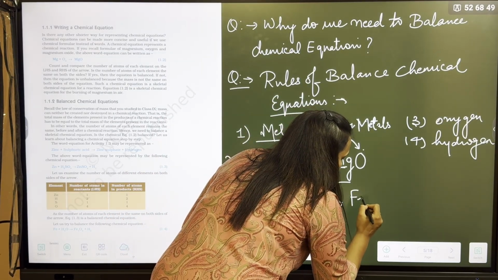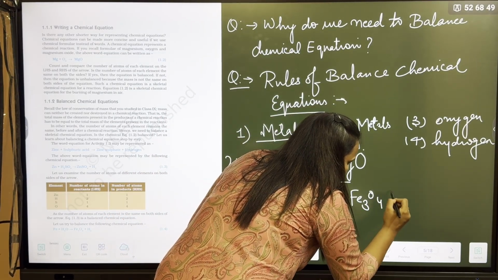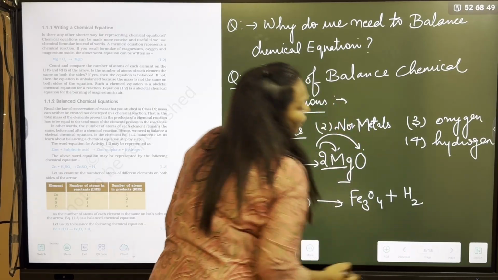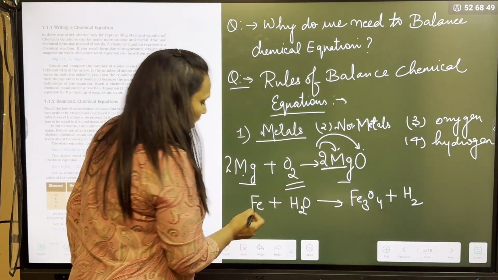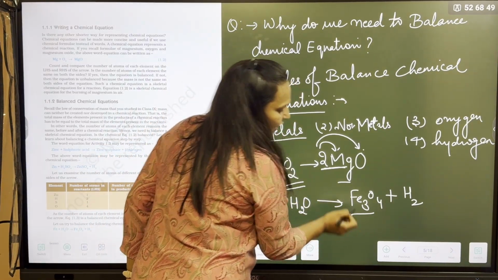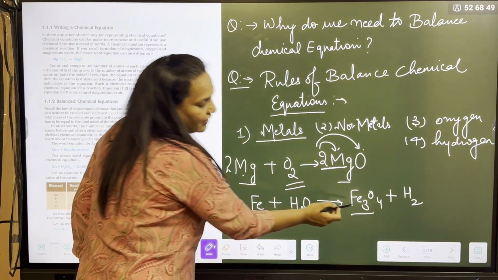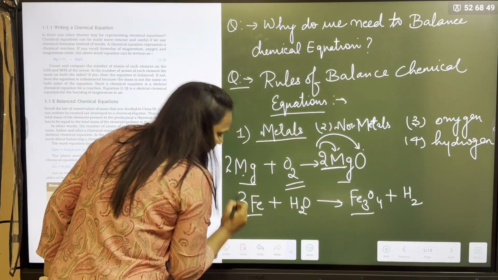It forms Fe3O4 plus hydrogen. Now, how will we balance? First rule, always balance the metals. 1 iron and 3 iron. So, how many atoms of iron in the product? 3. So, I will put 3 here.